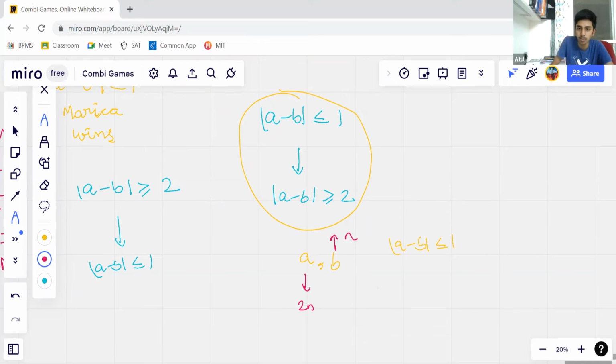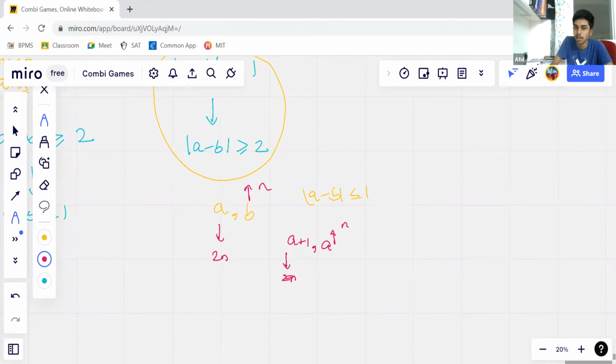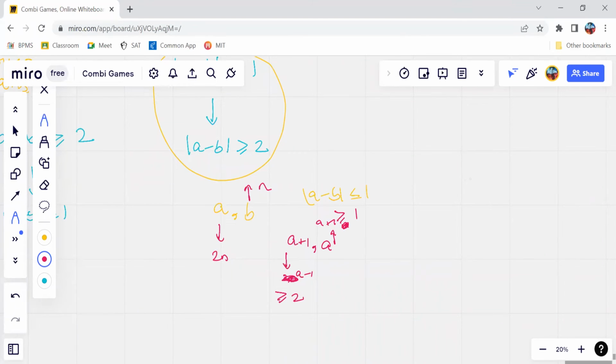So the difference between them, because it was 1 already, the worst case would have been a plus 1 and a, and you reduce the bigger by 2n and the other increases by n. How much does this make it? This makes the difference at least 2, because the bigger number reduces by at least 2, and n is at least 1. So now it becomes at least a minus 1 and a plus 1. So these numbers can't be consecutive or the same anymore. Does that make sense?